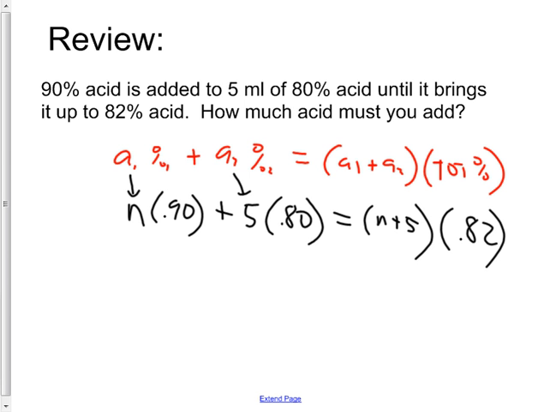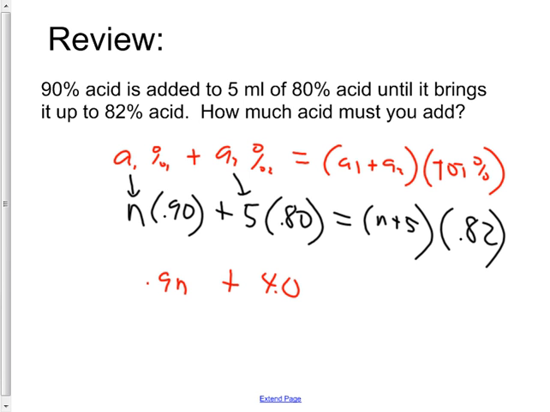All right, 0.9n. 8 times 5 is 40. I can do that in my head, but then I have to move the decimal back two spots. So 5 times 0.8, let me make sure this makes sense. 5 times 80 cents is going to be $4.